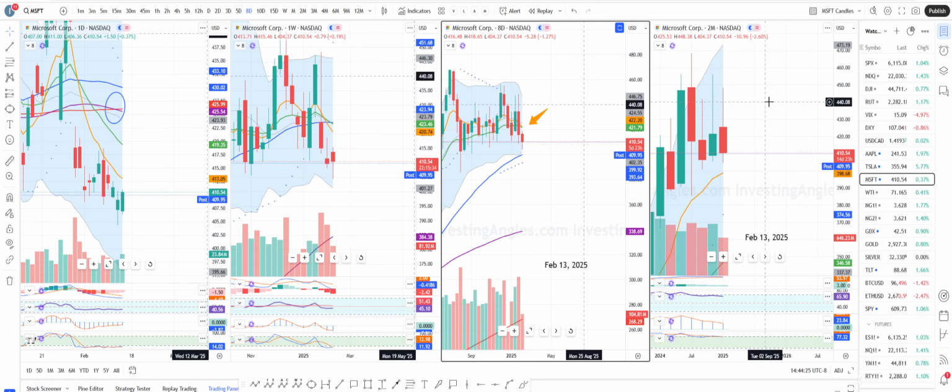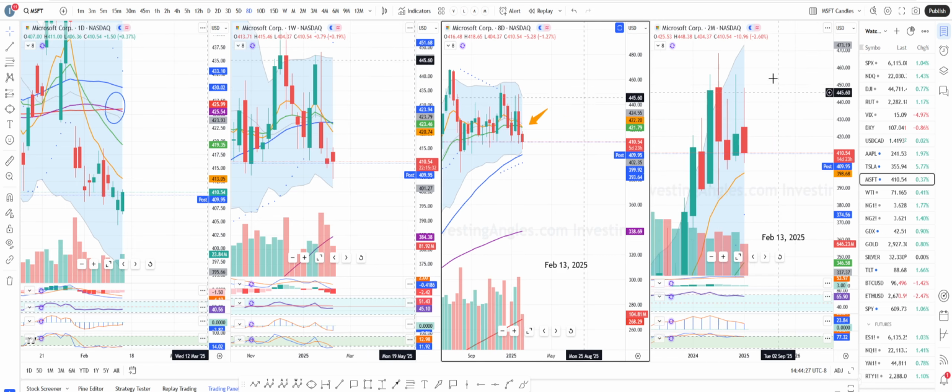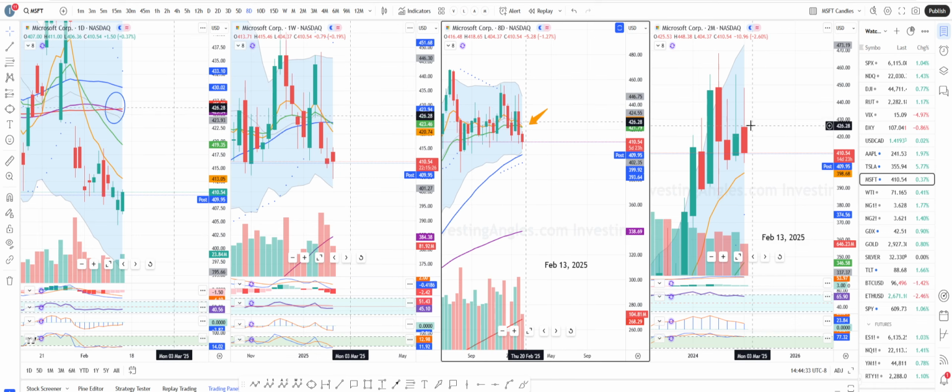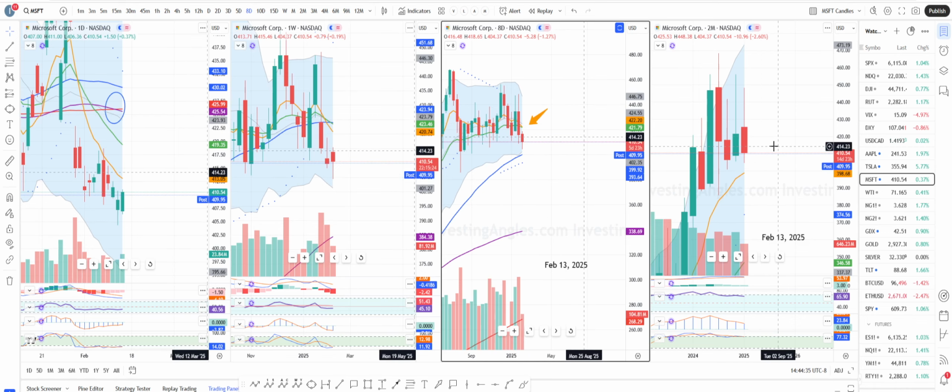And this is another bigger view, the 2 months closure, which is coming at the end of February. So far, it looks bearish. Let's see if Microsoft would be able to hold it.